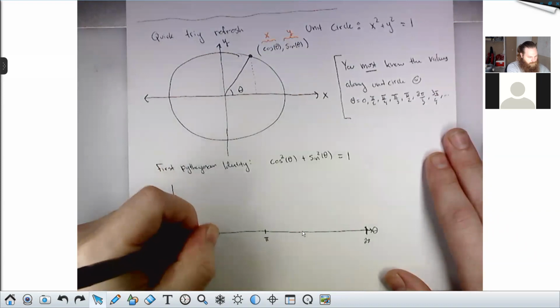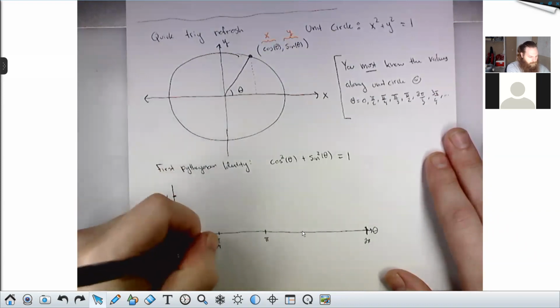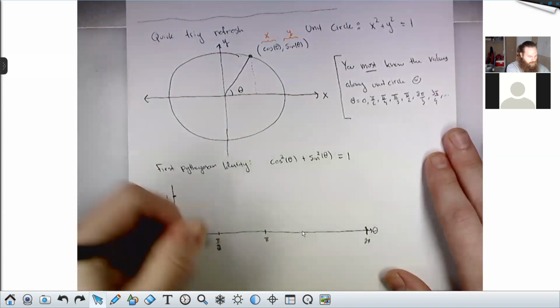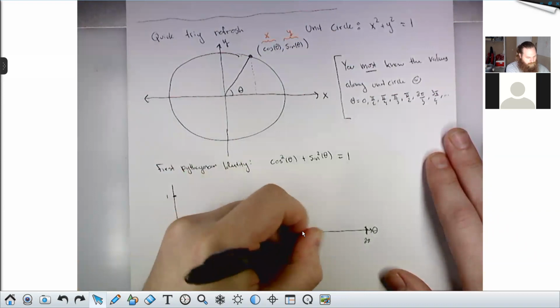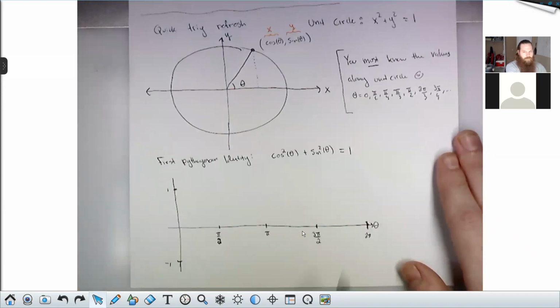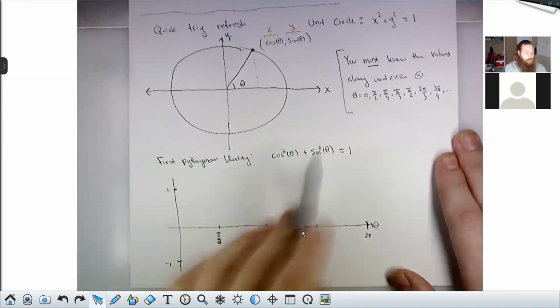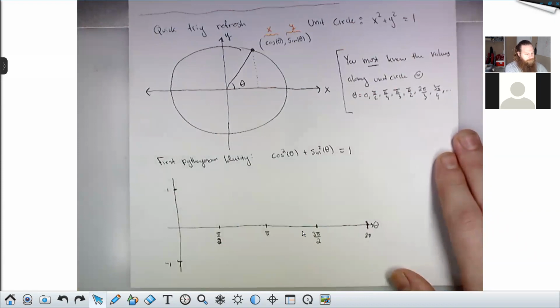A quarter of the way there is pi over 2. Sorry. And 3/4 of the way there is 3 pi over 2. So all the trig functions are periodic, or sorry, sine and cosine are periodic with period 2 pi.